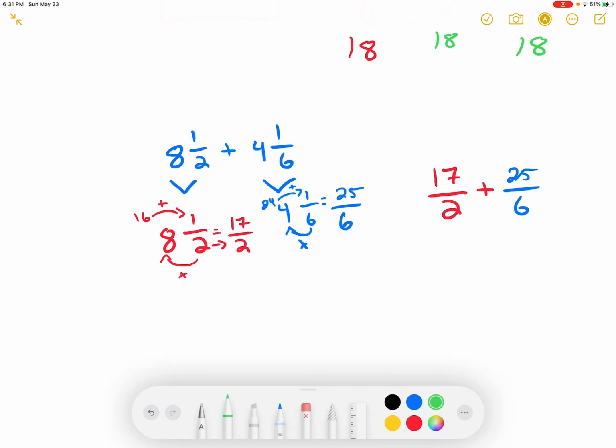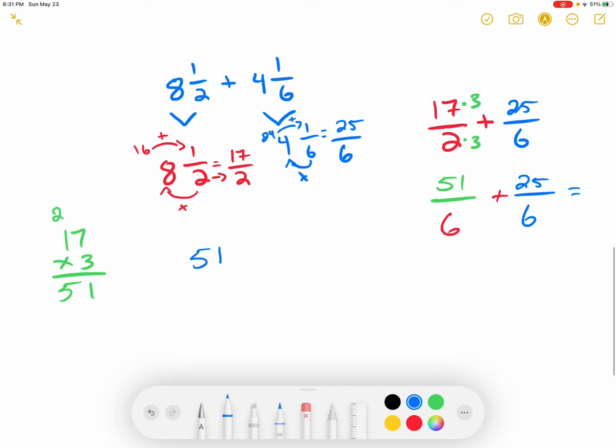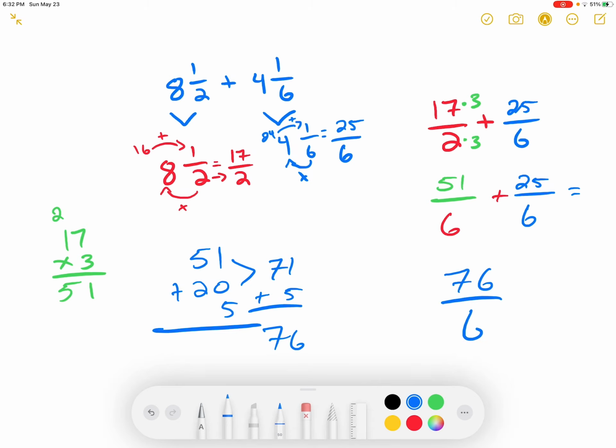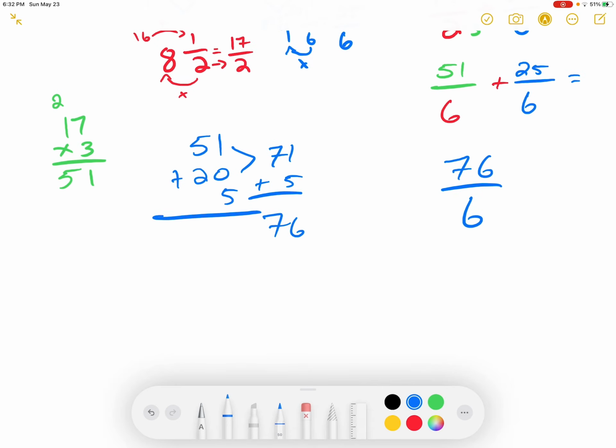These do not have a common denominator, so I have to change one of them. I'm going to change the 2 because 6 is a multiple of 2. 2 times 3 is 6. 17 times 3, we're about to find out what that is. 7 times 3 is 21. 3 times 1 is 3, 4, 5, 51. So you'd have 51 over 6 plus 25 over 6. And then you can do 51 plus 20 plus 5. That's going to be, what, 71? 71 plus 5 is 76. So you're going to have 76 over 6.